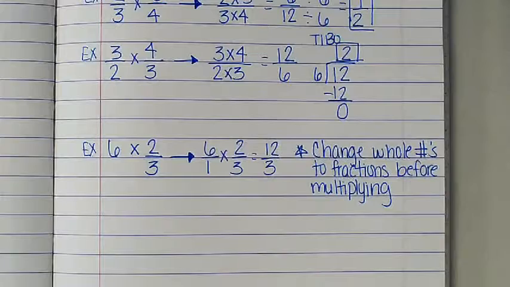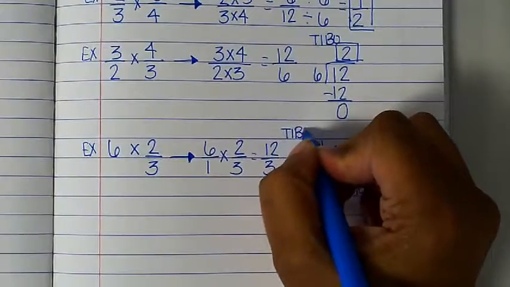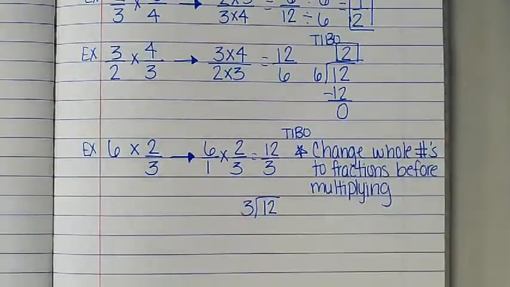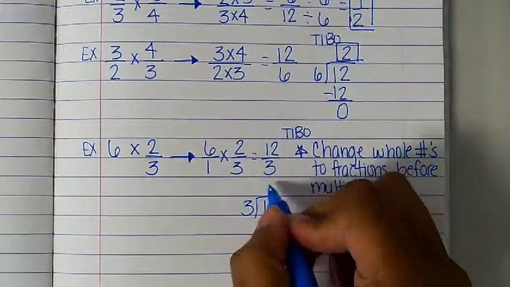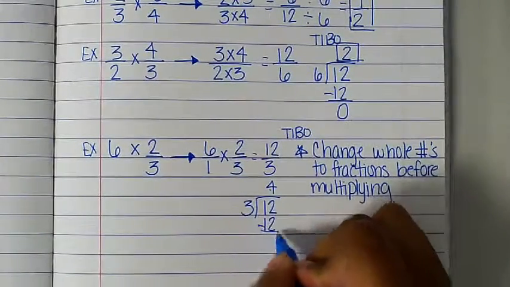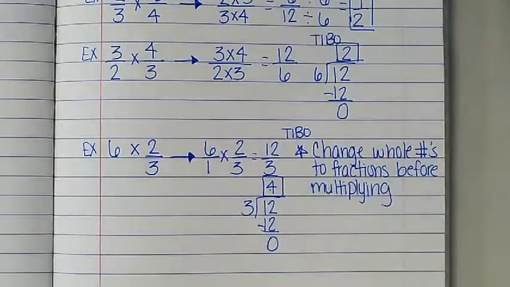Is it improper? Do I need to reduce? Improper. So what do I do? Divide. Yep. Top in, bottom out. 3 goes into 12 how many times? 4. 4 times 3 is? 12. Subtract, you get 0. Final answer is 4. So 6 times 2/3 is 4.